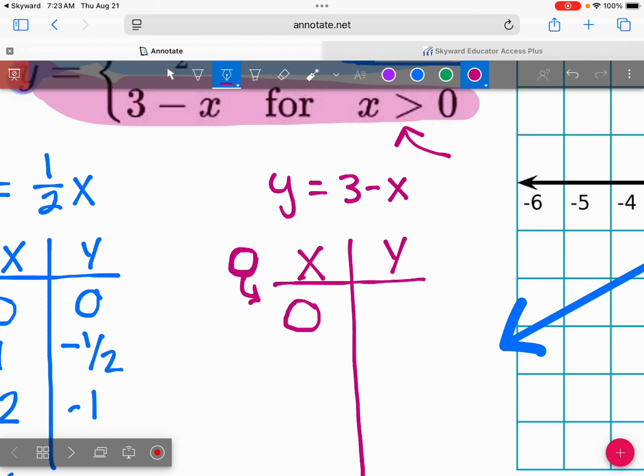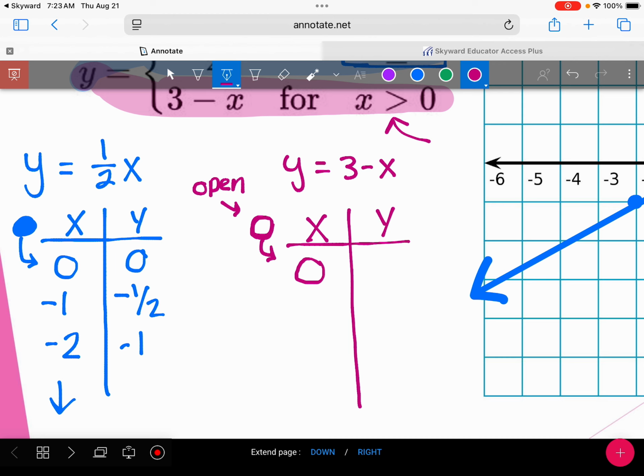You can either do it like that, or you can write the word "open." I just mark it down because it makes my brain stay better. If you can keep track of it, great. Make sure we get those correct. And then we pick our x's bigger. We could do 1, 2, 3, 4, whatever pieces we want. We know numbers bigger than 0.